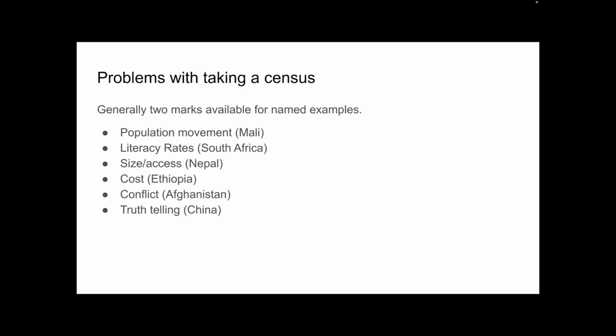Some countries just cannot afford the census because it's just too expensive to be able to first of all deliver it and then to process it all and get some results from it. So there's a lot of information from that one, which is good. And again, remember your named examples for that.